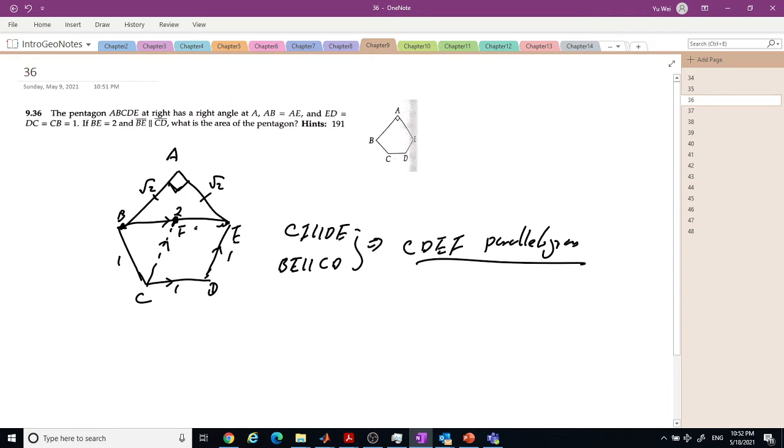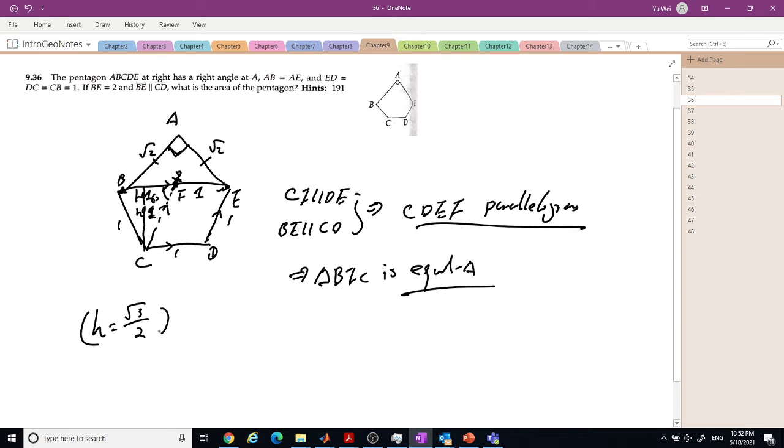Then we know this FE equals 1, right? And BF equals 1, and this one also equals 1. So we have BFC is an equilateral triangle, right? So we know this is 60 degrees, and based on this, we know the height. The height is √3/2. Now we can calculate the area.